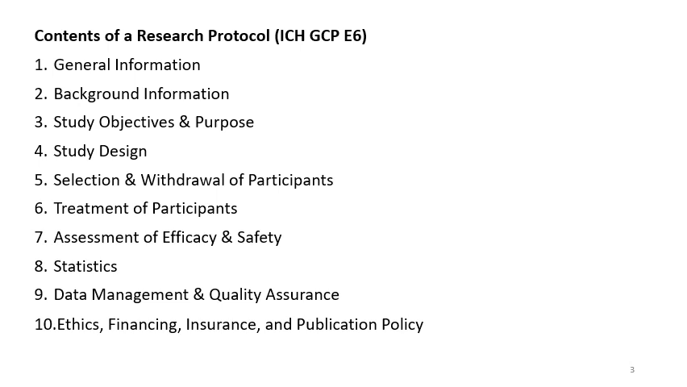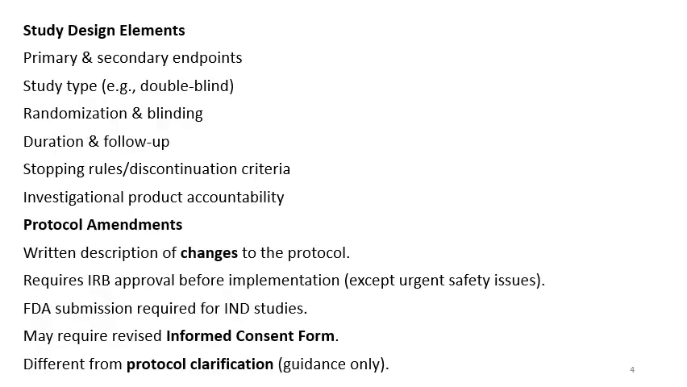Contents of the research protocol as per the Good Clinical Practice guideline, ICH guideline E6. It should contain general information, background information, study objectives and purpose. So why you are performing the study should be written clearly. Then by which study design it is going to be done, selection and withdrawal of the participants, treatment of the participants, assessment of efficacy and safety, statistics, data management and quality assurance, ethics, financing, insurance, and the publication policy. These and other required points are to be considered.